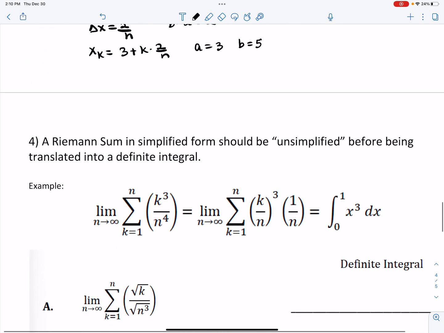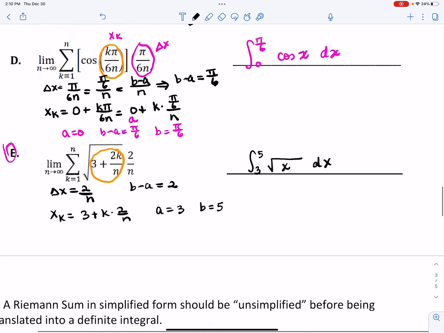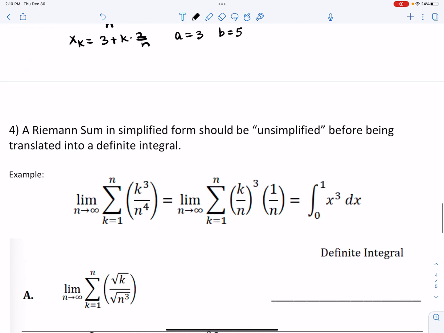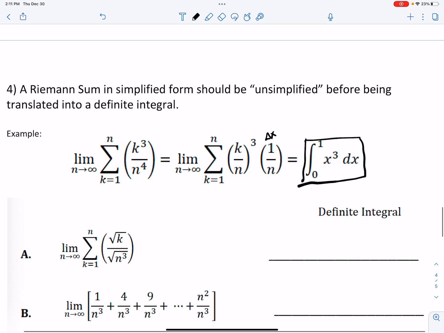Now, sometimes the delta x is factored into the f of x sub k and distributed. For instance, in number 4, we have to factor out a delta x. 1 over n seems to be a very, very popular delta x, but we really have to be careful. And if we proceed in the same way, where delta x is 1 over n, we would get this definite integral. Okay, I'll leave that up to you.